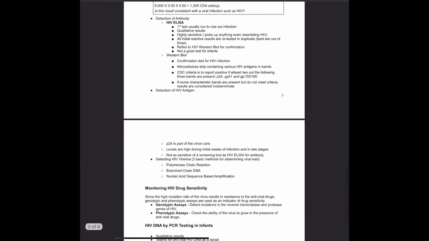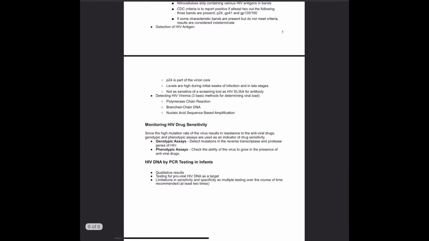We can also test for the HIV antigen. P24 is part of the virion core. Levels are high during the initial weeks of infection and the late stages. It's not as sensitive of a screening tool as the ELISA test for the antibody. To detect HIV viremia, we use PCR, branched chain DNA, and NASBA.